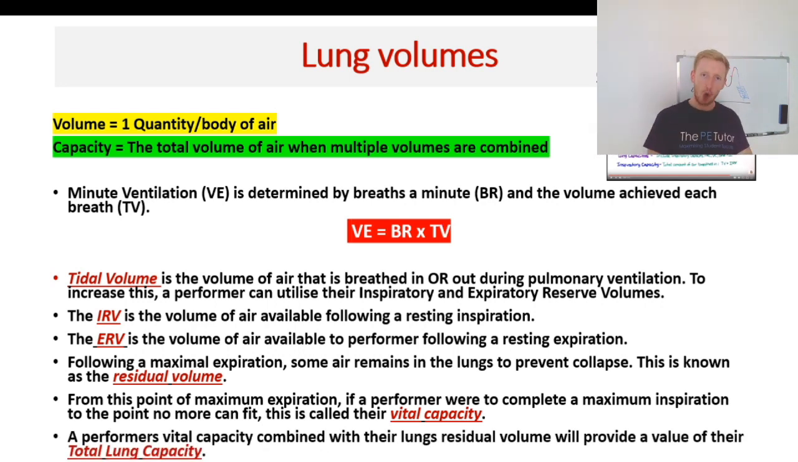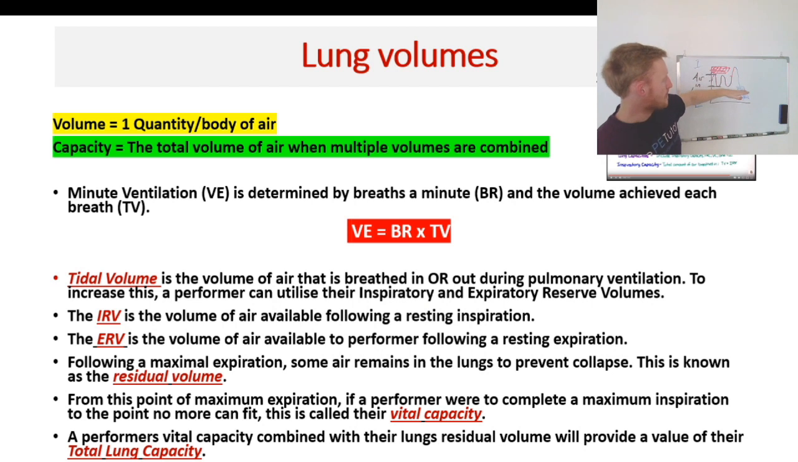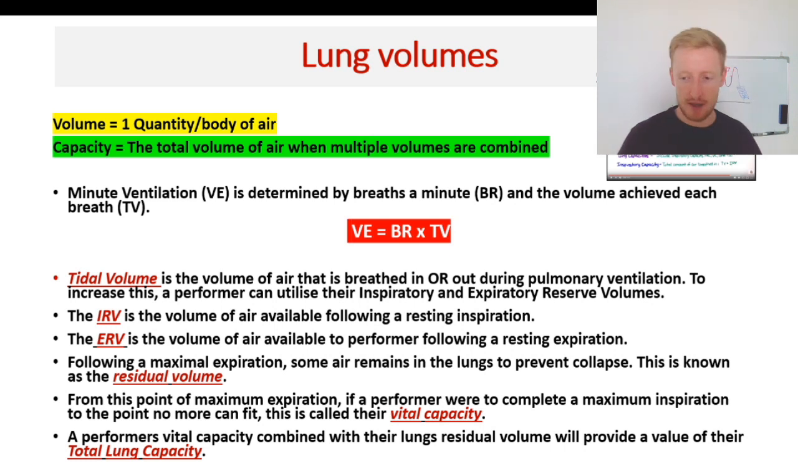And lastly, total lung capacity. We've got everything. So if you were to just breathe in maximally, the volume of air inside of your lungs at that moment in time is your total lung capacity. Why isn't it total lung volume? Well, because if we go back to that green line up at the top, a capacity is when we combine different volumes together. So we've got the residual volume, plus the expiratory reserve volume, plus the tidal volume, plus the inspiratory reserve volume, creates this new figure of total lung capacity.